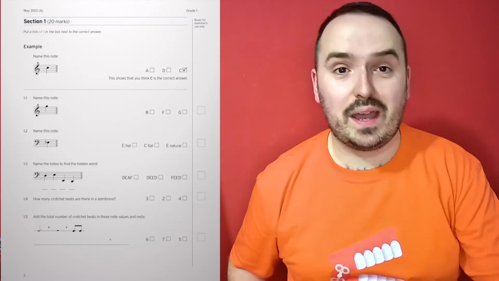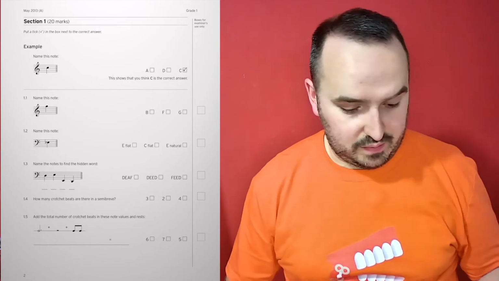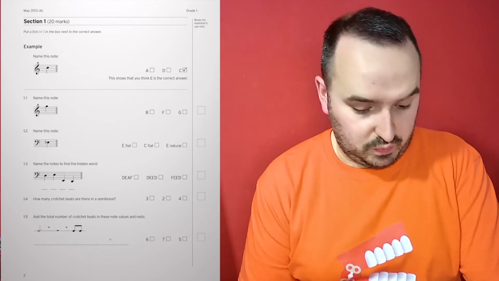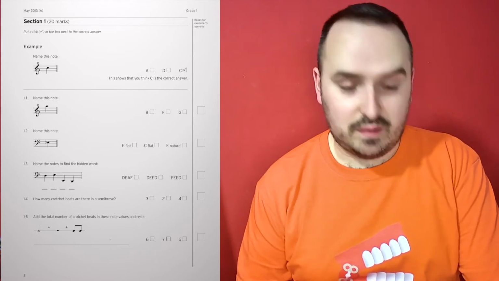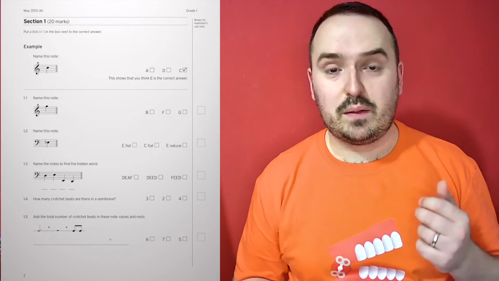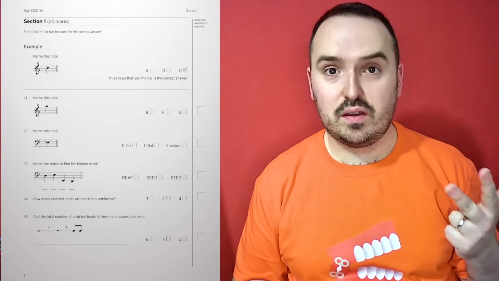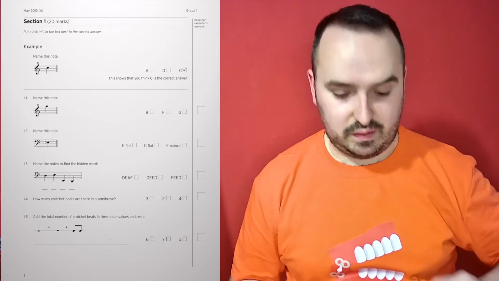Okay, so we get to section 1 and this is 20 marks, and we get an example of name this note. So we can see on that example we've got a treble clef, and we've got the note in a space, and that's in that third space. So if we count up with our FACE, F, A, C, C is our third note on that system, so that means that C is the answer, and that's the one that they've ticked in that example.